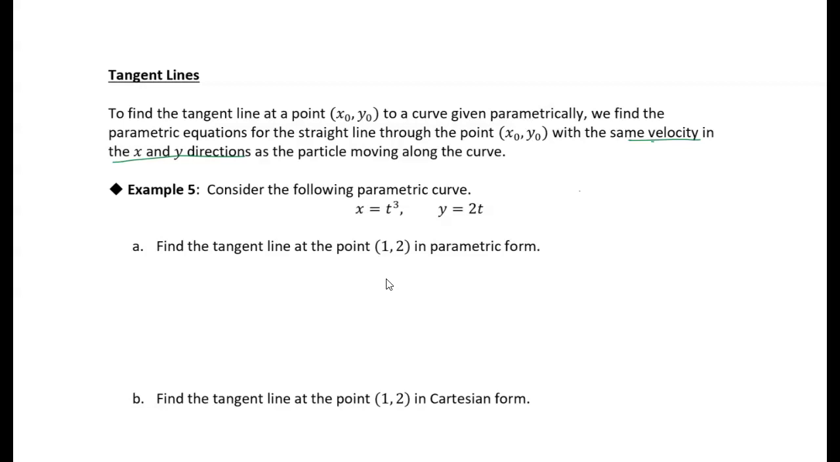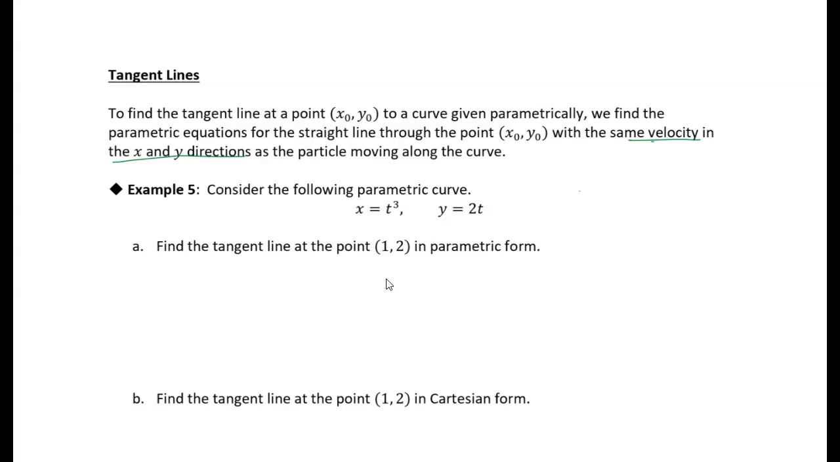So that's a lot of words. Let's just dive in and do a problem here. It'll make more sense. So we're given the parametric equations for a curve: x equals t cubed and y equals 2t. And we want to find the tangent line at the point (1, 2) in parametric form.